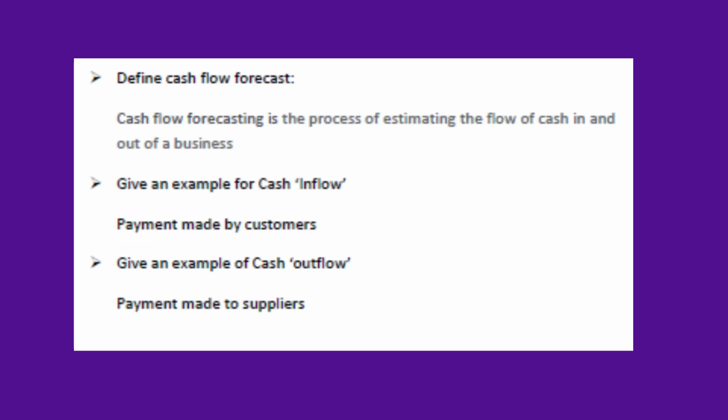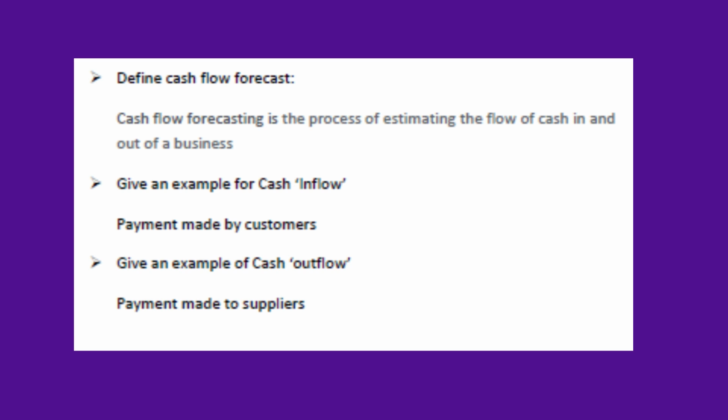So the next thing is we need to define cash flow. Cash flow forecasting is the process of estimating the flow of cash in and out of a business. A cash inflow, for example, would be a payment by customers. You may well think of something else, but as long as it's money coming into the business, that is a cash inflow.